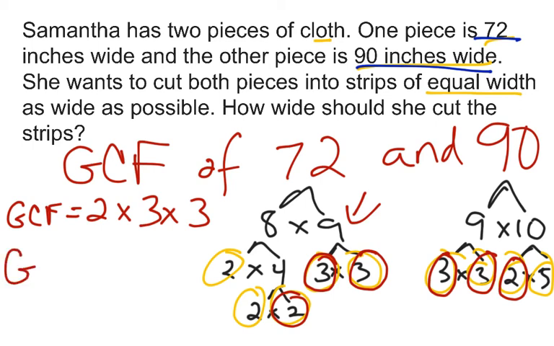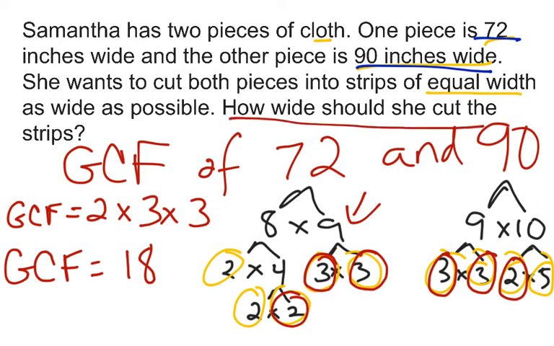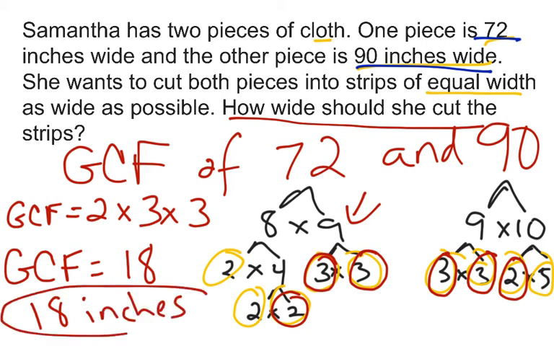So 2 times 3 is 6. 6 times 3 is 18. My greatest common factor is 18. So now I have to look at my question and see how I answer it. So how wide should she cut the strips? Well, Samantha should cut the strips into pieces that are 18 inches wide. So there's my first problem, and I had to approach it using greatest common factor. Let's look at another word problem and see which one we have to find.